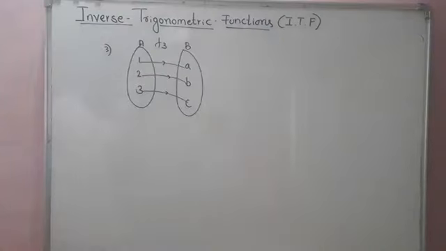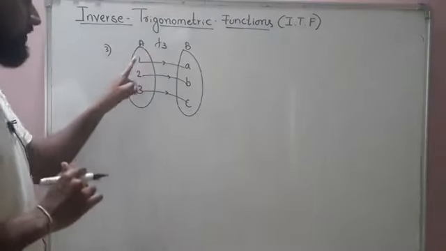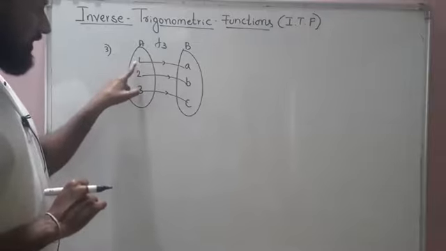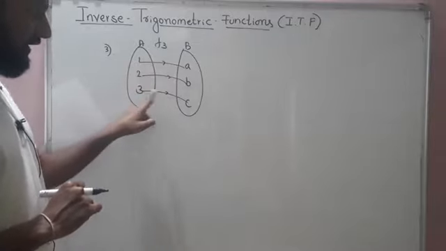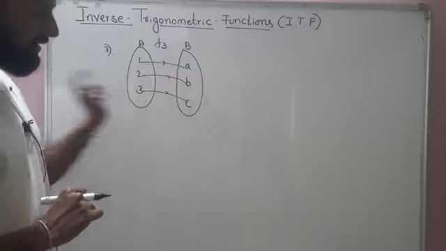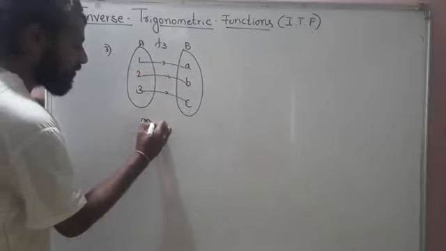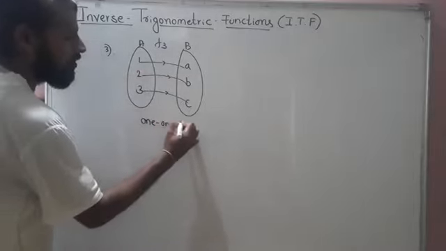Yeah, now let's take the third example. This is the F3 function, okay? Here you can see that it is 1, 1 because all are connected to different elements, and this is onto because nothing is left free. So I can say this is 1, 1 and onto.